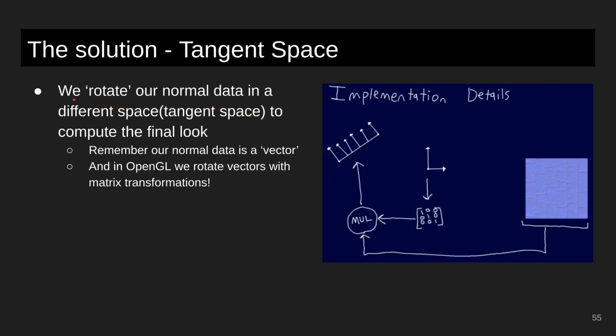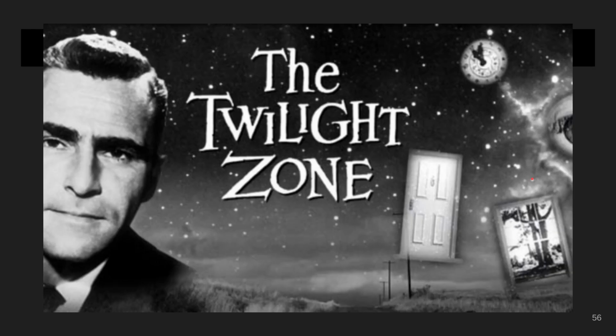But this is, again, we're rotating our normal data by using something called tangent space to compute our final image, okay? So remember, our normal data is a vector. In OpenGL, we rotate vectors with matrix transformations. We rotate this or move it or whatever, okay? So we're going to multiply in some other tangent space matrix to make this work for all orientations, okay?